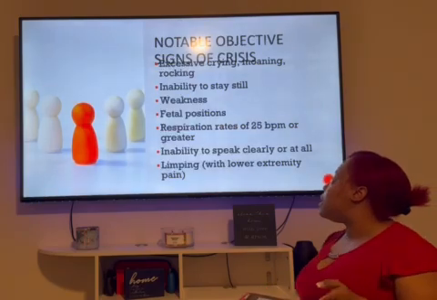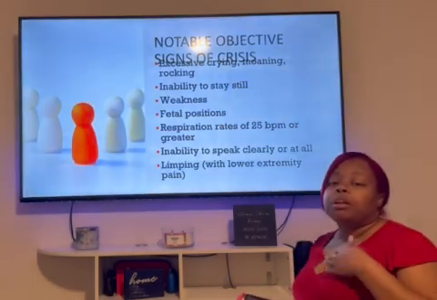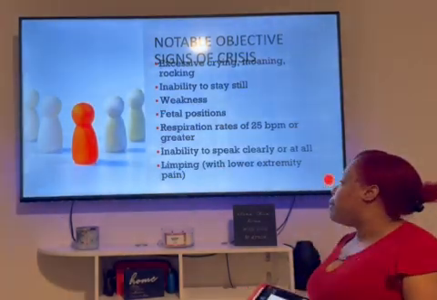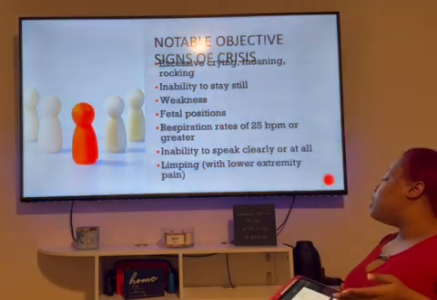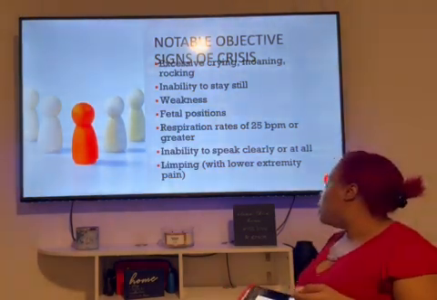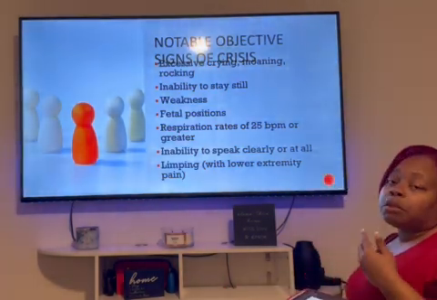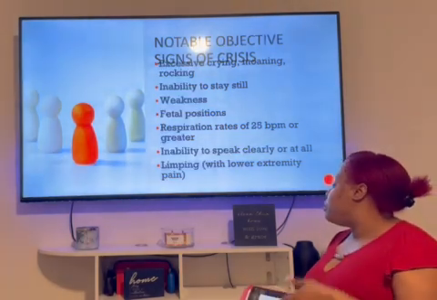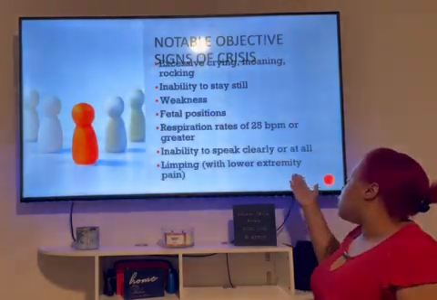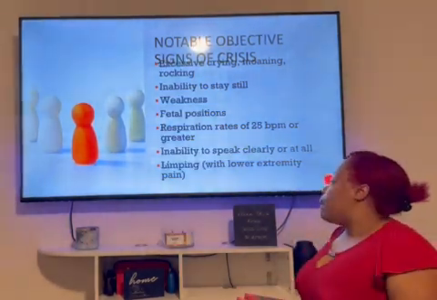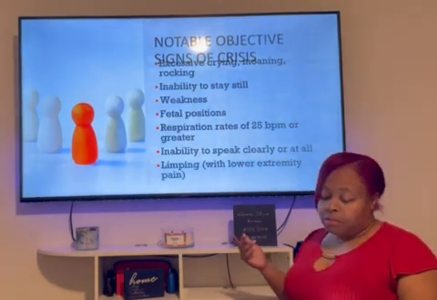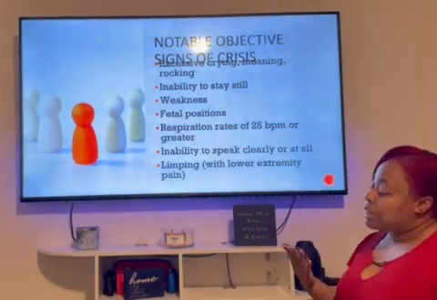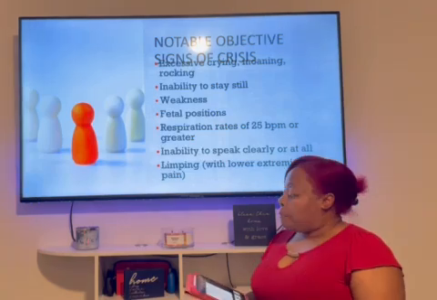Respiration rates of 25 breaths per minute or greater, so they're breathing extremely fast because of the pain. Inability to speak clearly or at all. Limping, and the limping comes with the reasons for lower extremity pain mostly. So these are signs that you can help determine, and you can physically see that they are in pain.